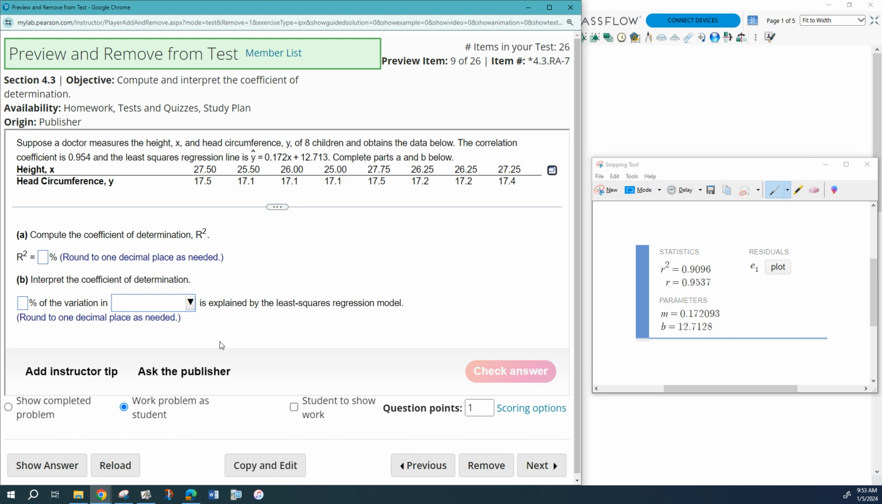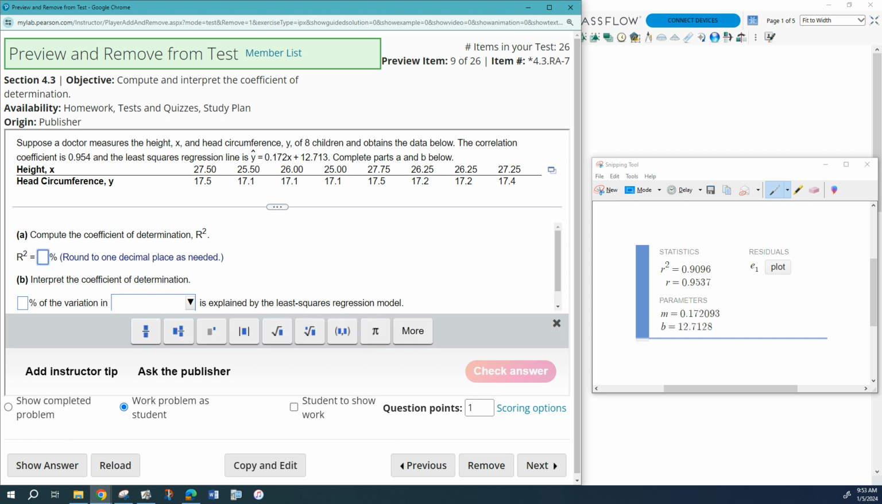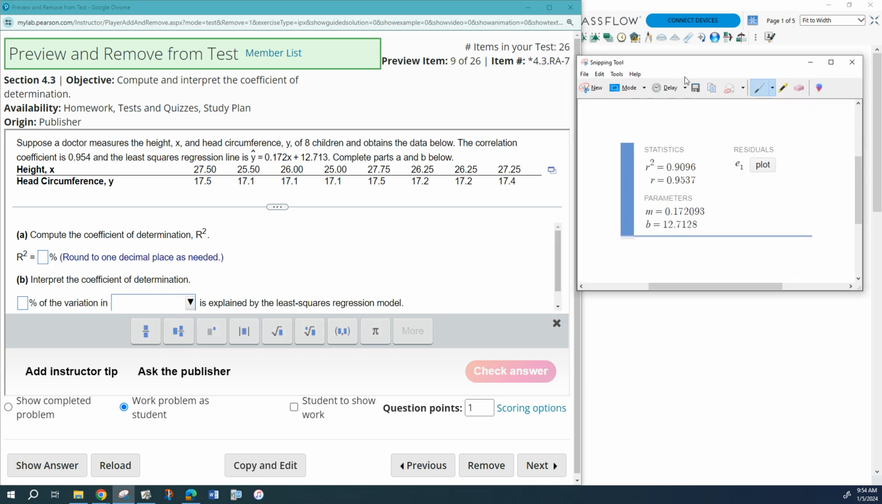Okay, there we go. So the R squared as a percent is what? And they want to round to 1 decimal place. 91.0, right? Okay. Everybody get that? Questions?